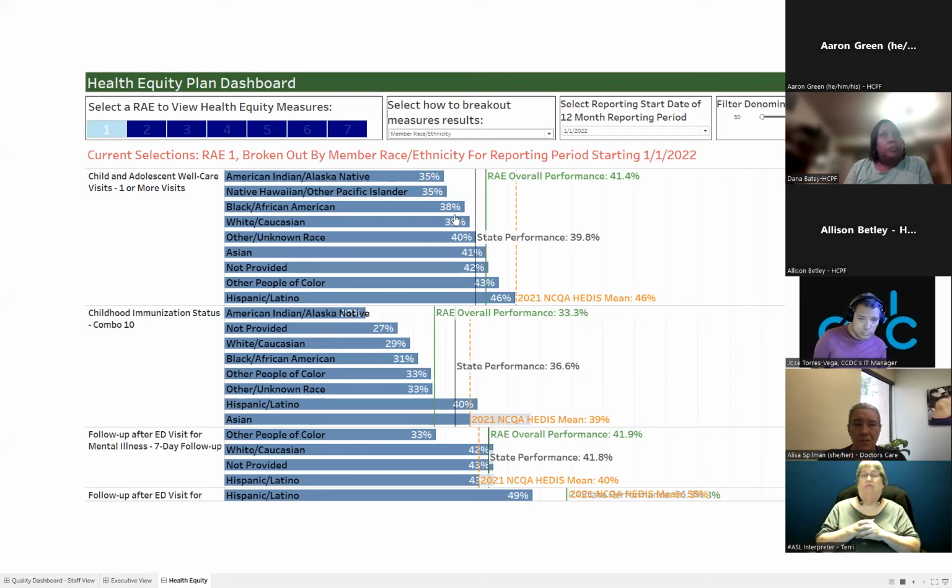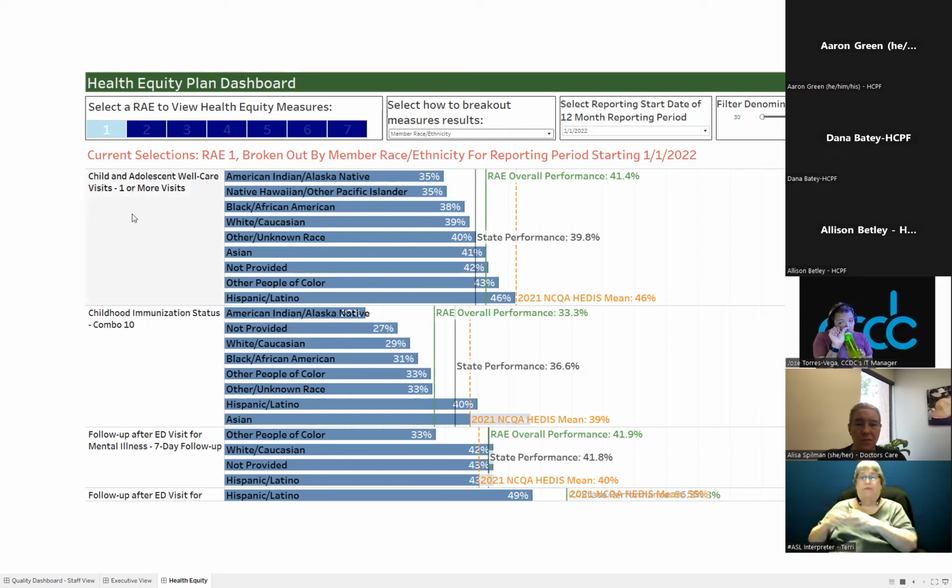Now we can go through the bar chart down here. On the left side, we have the measure name. So this first measure here is child and adolescent well-care visits. Since we have these broken out by member race ethnicity, we can see all of those bars with our different member race ethnicity categories. They're sorted from lowest percentage to highest percentage for each measure as we scroll down. And then that white number is showing that race ethnicity category's measure performance percentage.